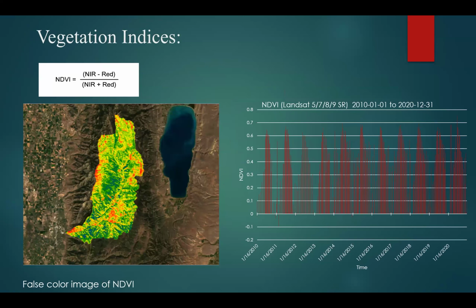I also calculated vegetation indices like NDVI, and this is the false color image of the NDVI taken from Landsat. And what I did, I found out that I have tried to do.